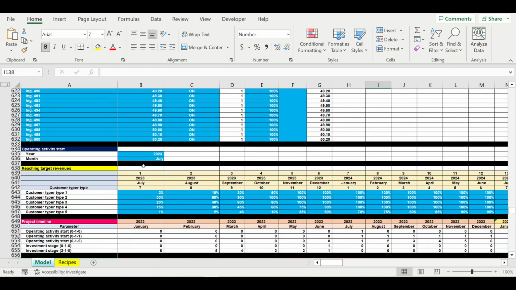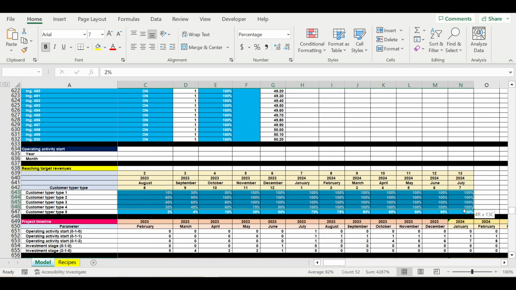We are setting up when we get the first revenues, year and month. This is when the operating activities of our bakery start. Then we assume that we will be reaching the target revenues for different types of customers with different speed.